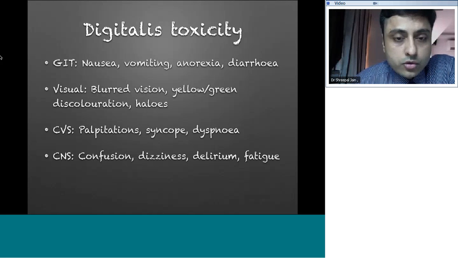So usually what you need to do is check the blood levels, making sure the blood has been collected 6 hours after the last dose. If it's a mild toxicity, just temporary withdrawal of the drug should suffice. If it's a life-threatening toxicity, then digoxin antibodies need to be given. Ventricular arrhythmias can be treated with potassium supplementation, lidocaine, phenytoin. If there is AV block, then we need to give atropine, and some patients may even require temporary pacing.